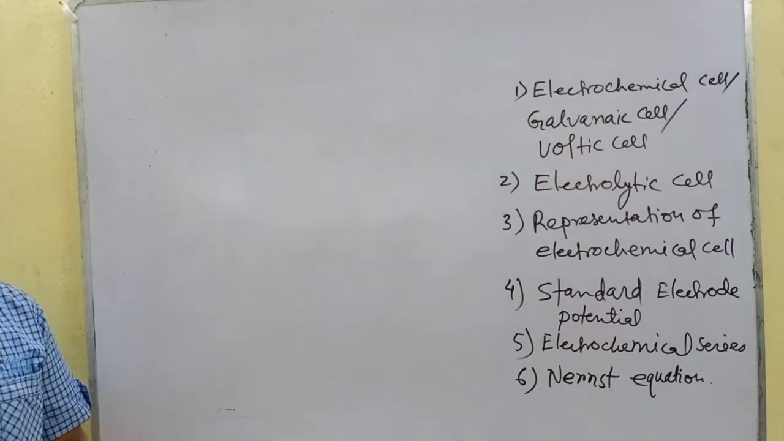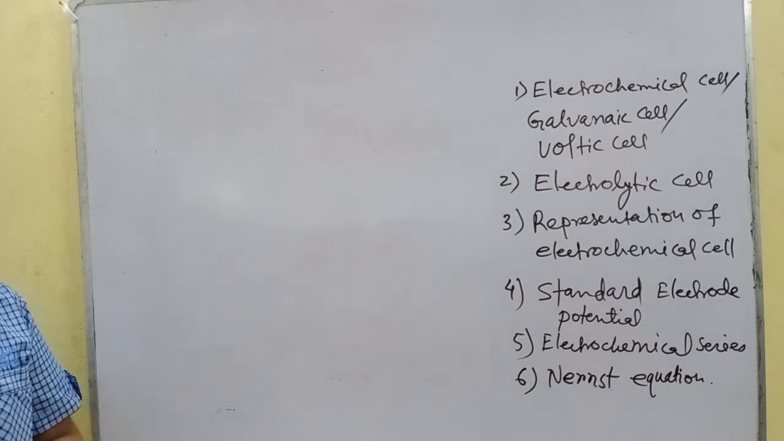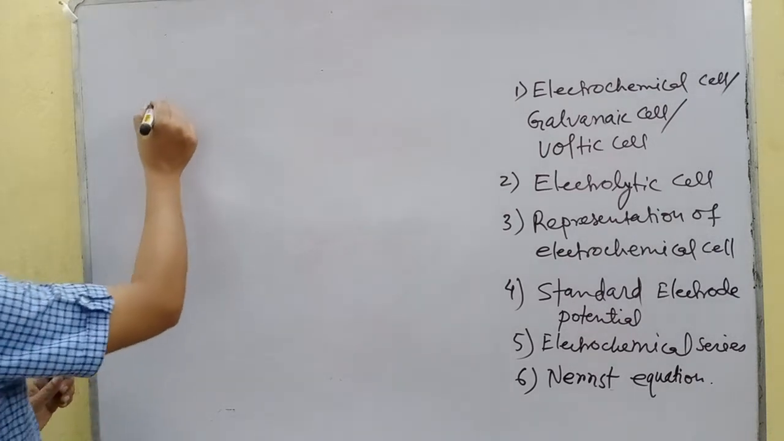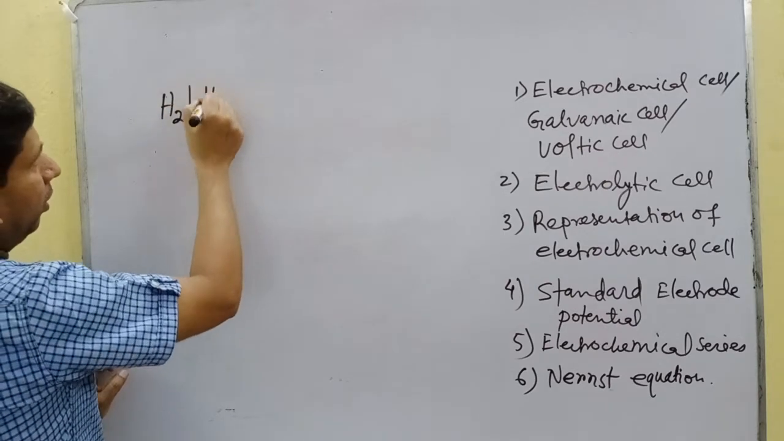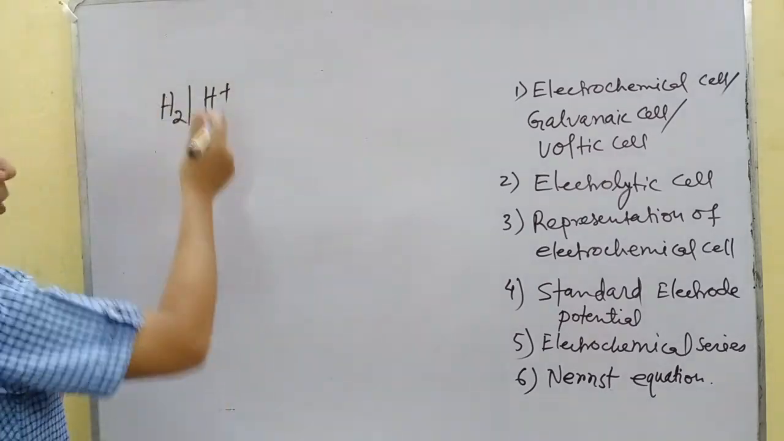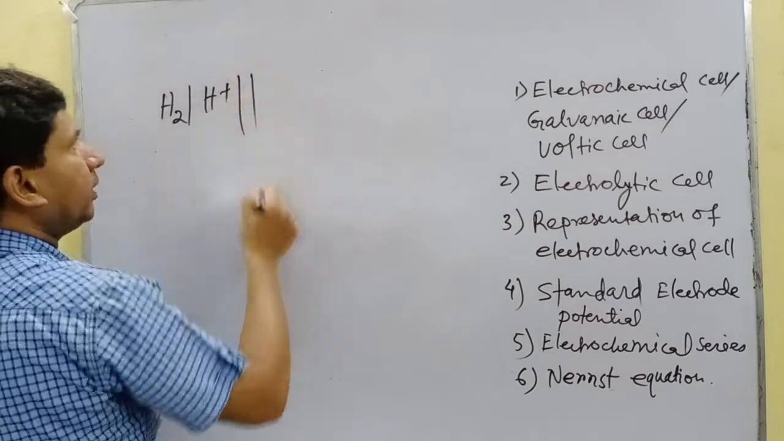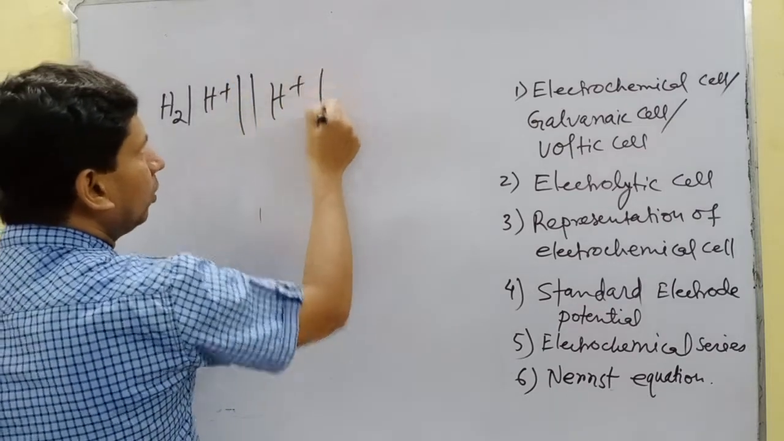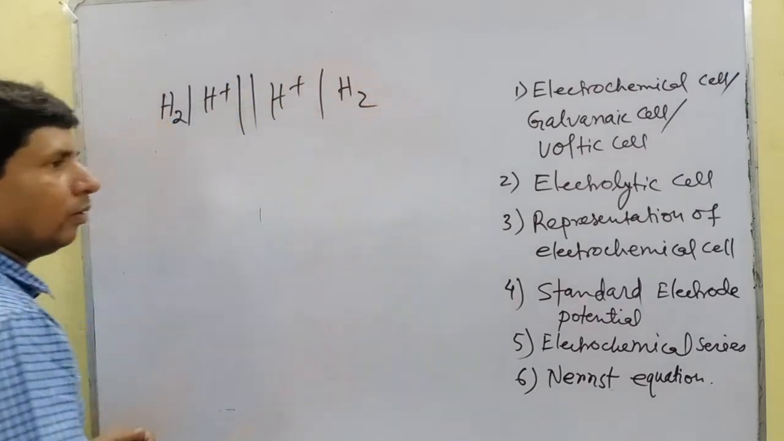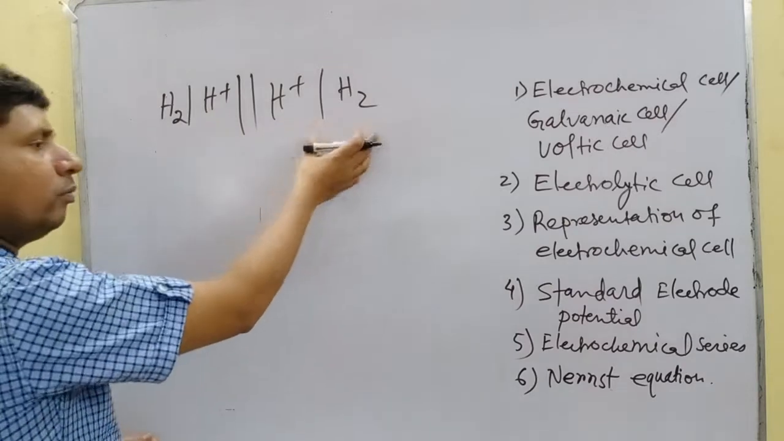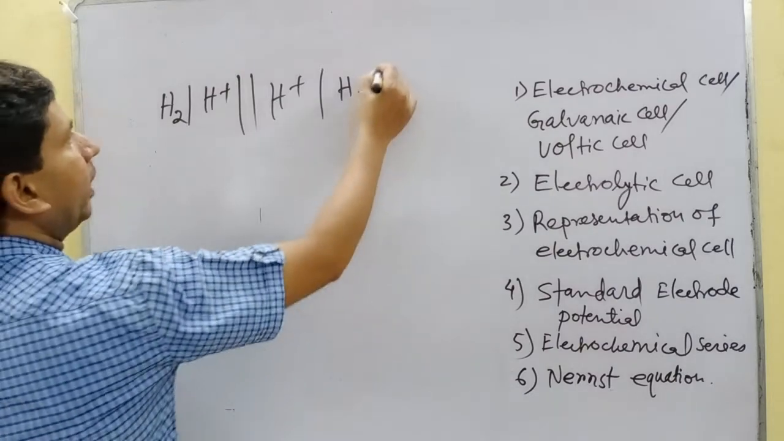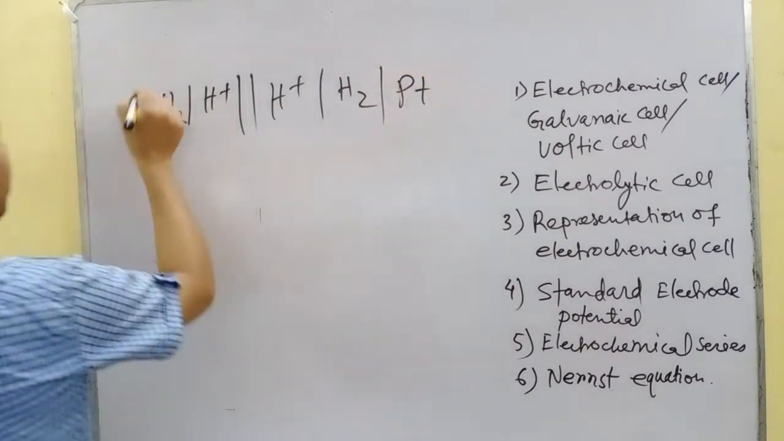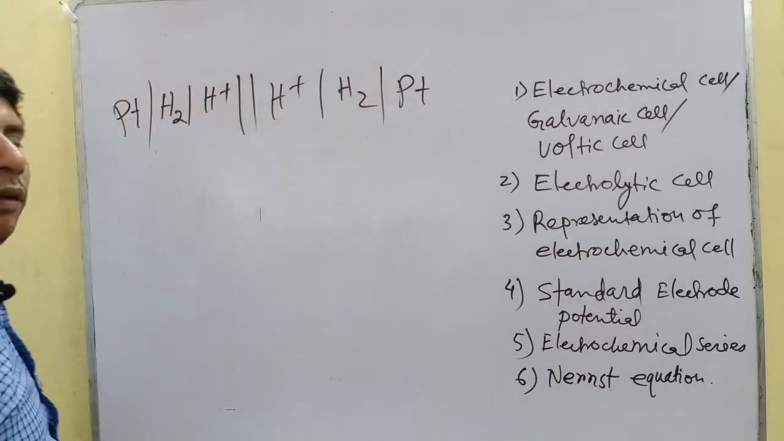Now if oxidation takes place from hydrogen, again if there is a double bond H plus to H2, then oxidation and reduction, if both takes place for hydrogen, then there will be a platinum. Okay, clear?